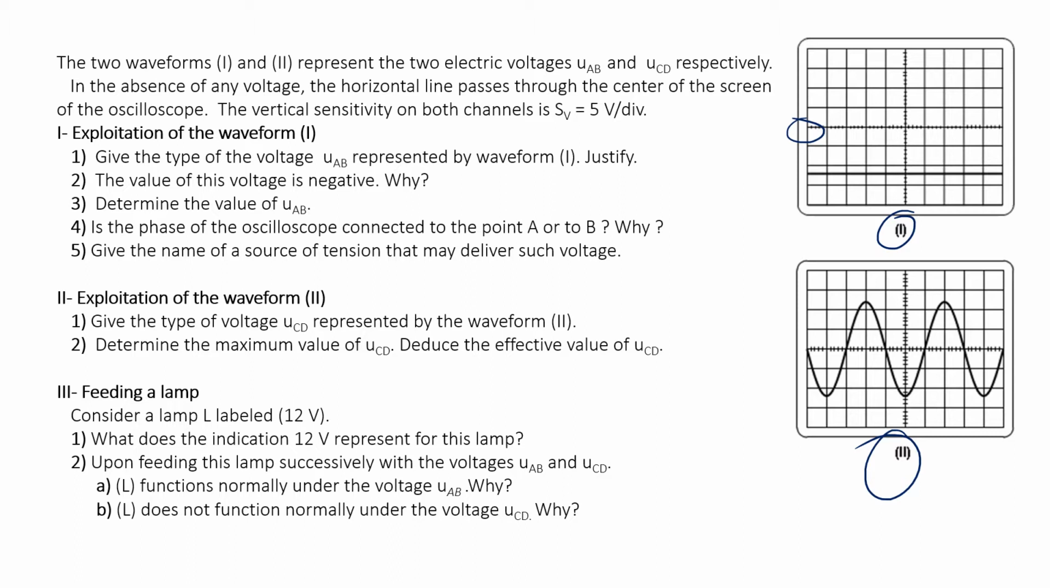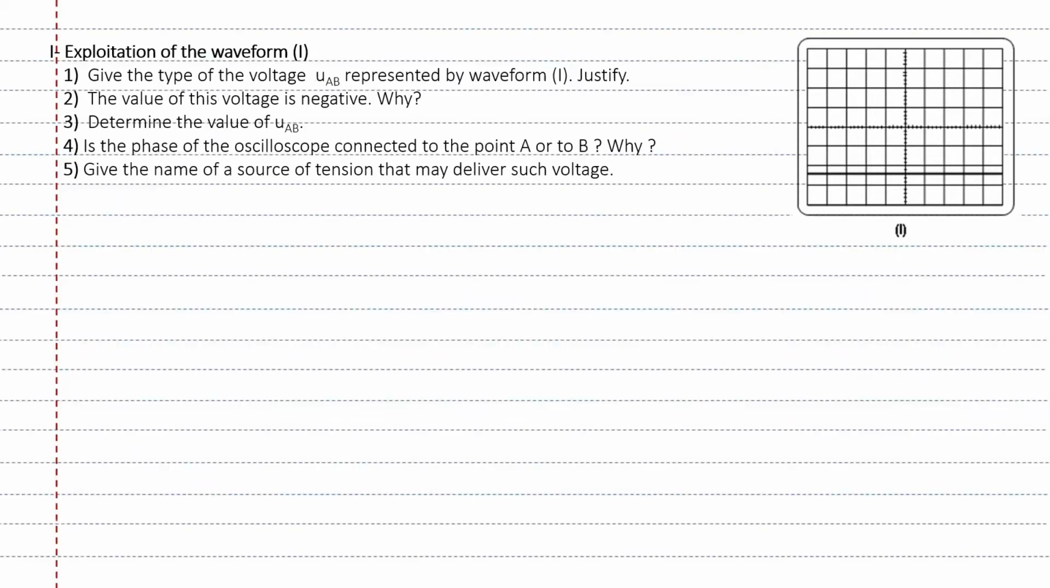The vertical sensitivity on both channels, usually an oscilloscope has two channels, it can measure two voltages. So when you read two channels, it is simply for each outlet you use or for each channel you are using. Starting with part 1, exploitation of waveform 1, which is voltage UAB, if you recall. First part, give the type of the voltage represented by the waveform.